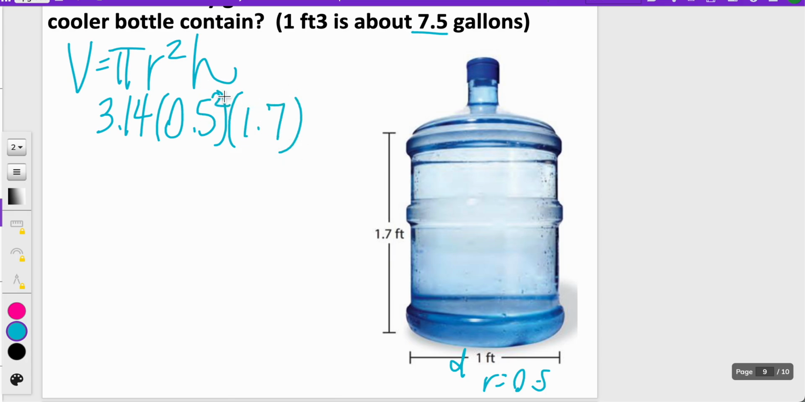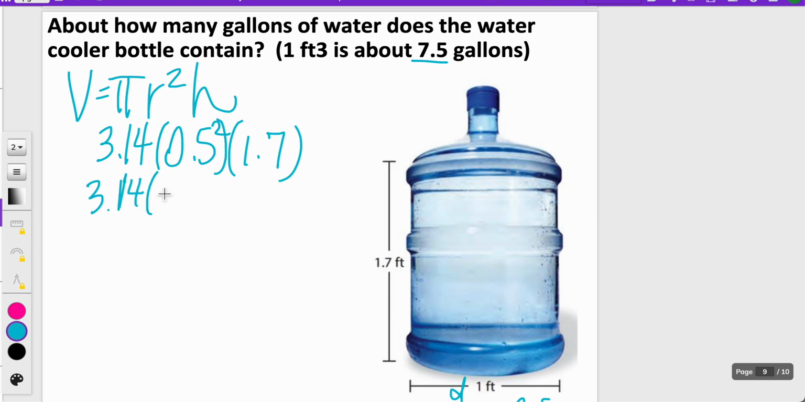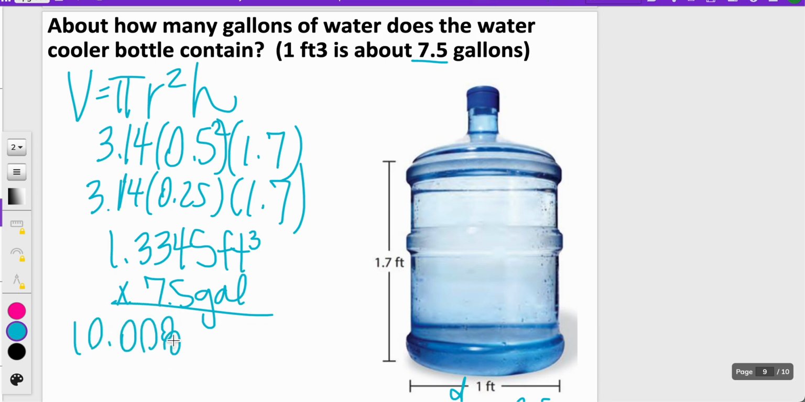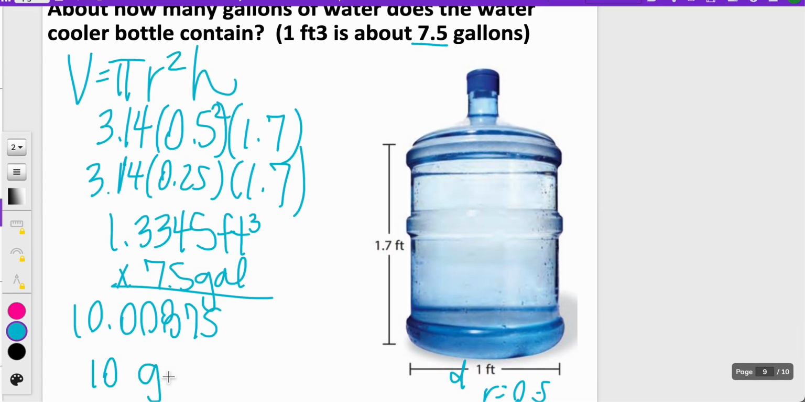So my 0.5 squared is 0.25, so we're going to do 3.14 times 0.25 times 1.7 and see what we come up with. This will give me my volume first, and I'm getting about 1.3345. I'm going to double check my calculations just to be sure. 3.14 times 0.25 times 1.7. Good. Now, this is my cubic feet. So to find out the gallons, I'm just going to multiply by 7.5 to figure out the total amount of gallons. I'm going to get a long decimal, 10.00875. So we can round that to even just say about 10 gallons.